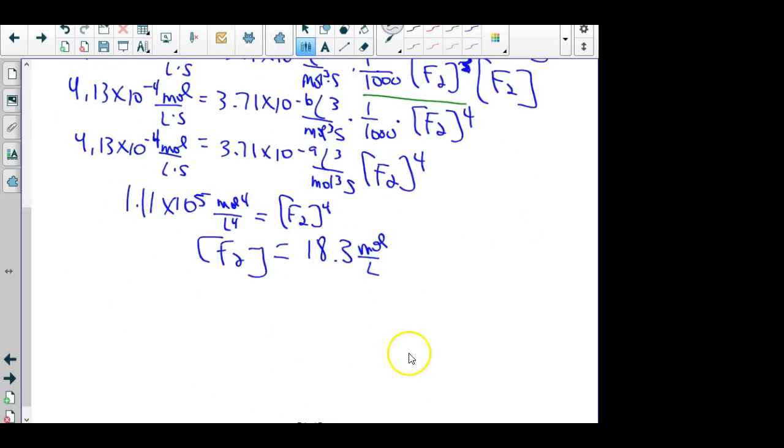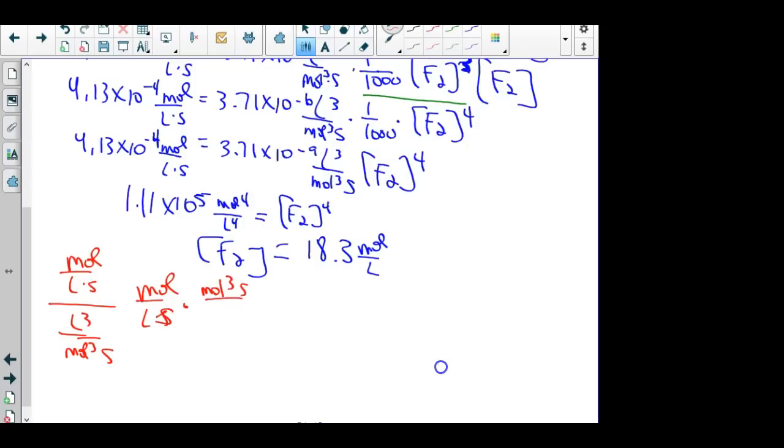Let's talk about the units for just a quick moment. So what were our units a moment ago? Our units a moment ago were moles, liters, seconds, divided by liters cubed, moles cubed, seconds. Remember that we're going to flip them. So that means moles cubed seconds is going on top, liters cubed is going on the bottom if I flip it. Then I'm going to have seconds, that's the only thing that cancels, and then it's going to become moles to the fourth, liters to the fourth. And then when I take the fourth root of both sides, I get moles over liters.